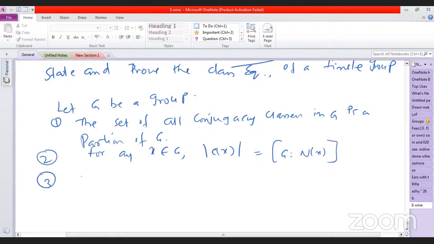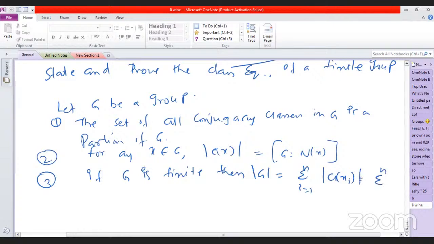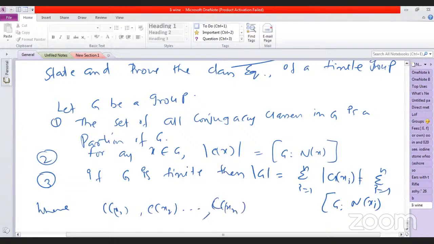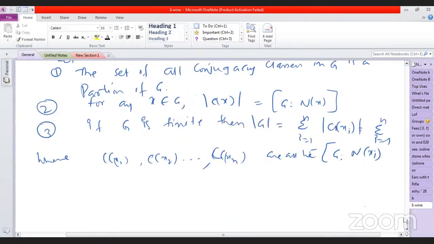Third condition: if G is finite, then the order of G is the summation of i equal to 1 to n of the modulus of C of xi, which equals the index of N of xi in G, where C of x1, C of x2, and so on, C of xn are all the distinct conjugacy classes.